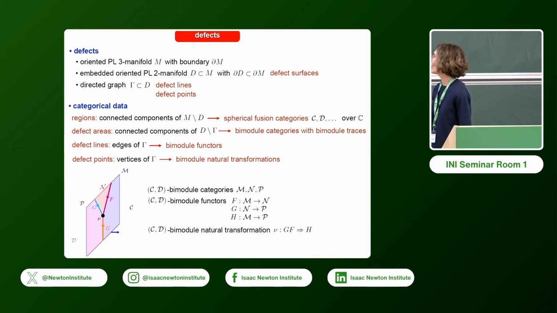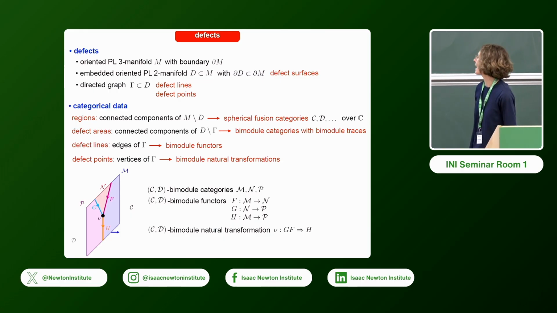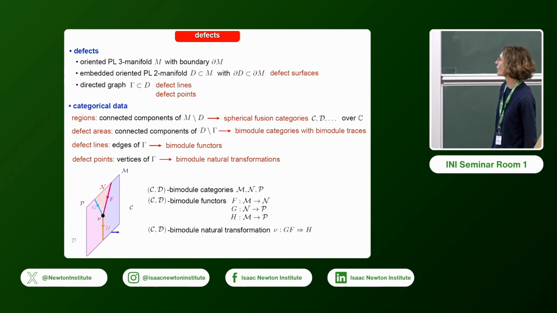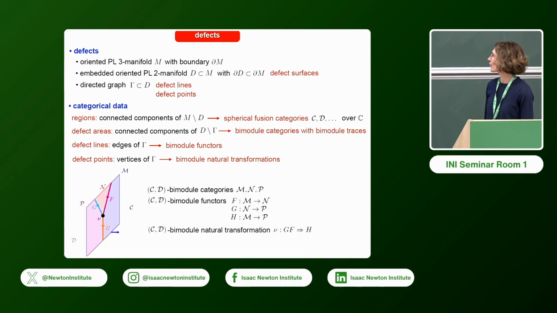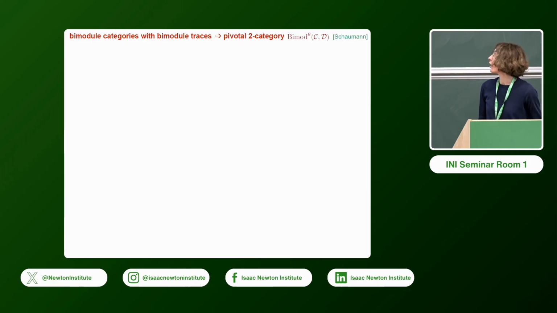Okay. So here I've illustrated it with a picture. We have C-D bimodule categories M, N, and P. They correspond to the two-dimensional parts of the picture. Between them, we have defect lines that are labeled with bimodule functors. And between the defect lines labeled with bimodule functors, we have a defect point that is labeled with a bimodule natural transformation.